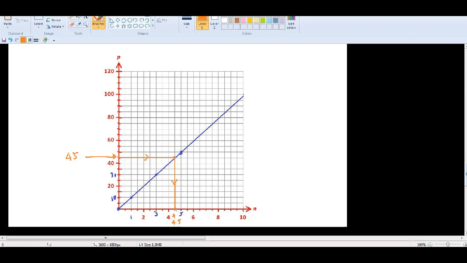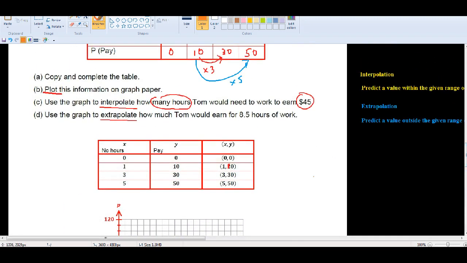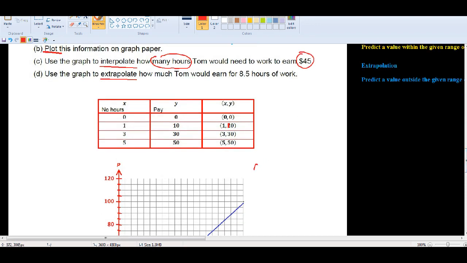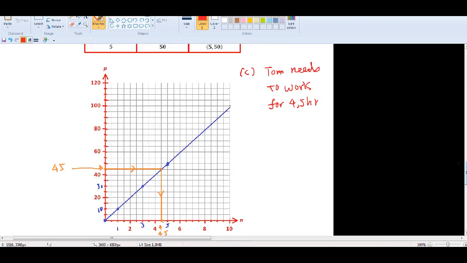Okay, so let's answer the question first. For C, Tom needs to work for 4.5 hours. Okay, right, so that's from our use of the graph.